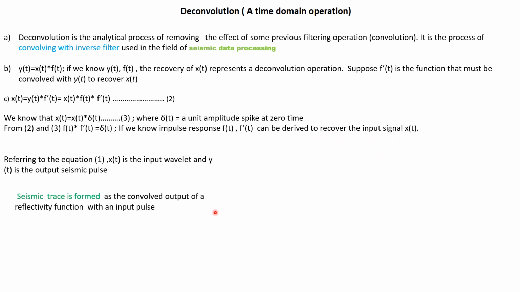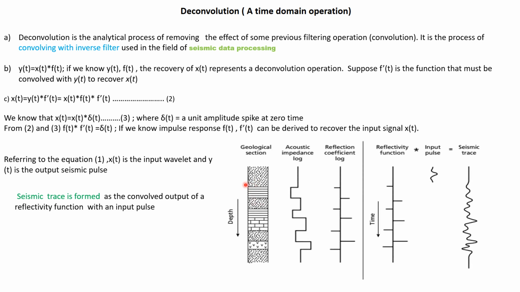So geologically, how do we define the convolution with the reflectivity function? Generally, the seismic trace is formed as the convolved output of the reflectivity function with an input pulse. So let me show you. There is a geological function, with different elements and different geological compositions. Based on that composition, the acoustic impedance log is defined, and accordingly the reflection coefficient, which I have already discussed in my previous lecture, positive or negative, along with the amplitude. Now, if we convolve the reflectivity function with the input pulse, we get a resultant seismic trace.